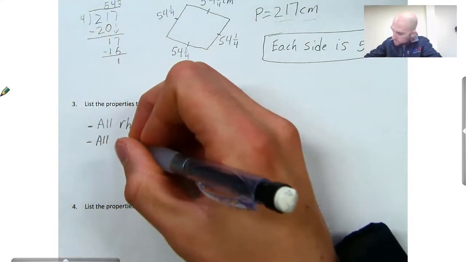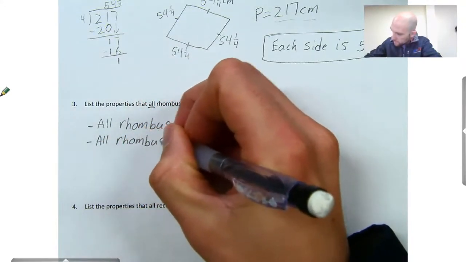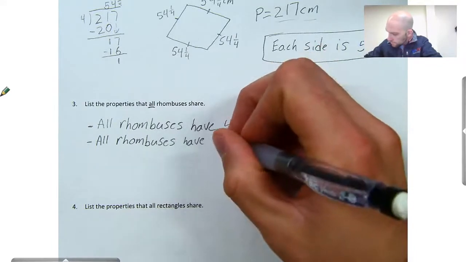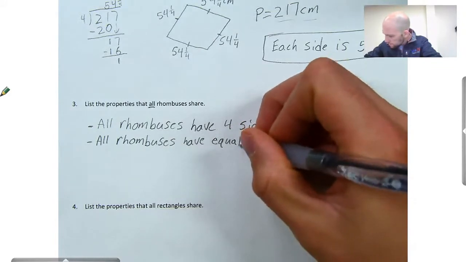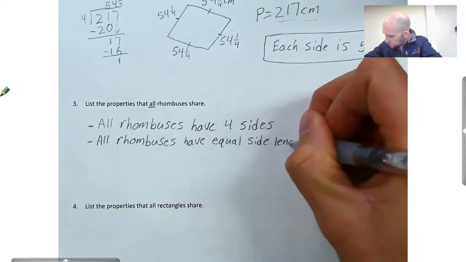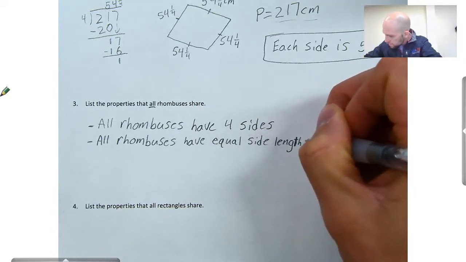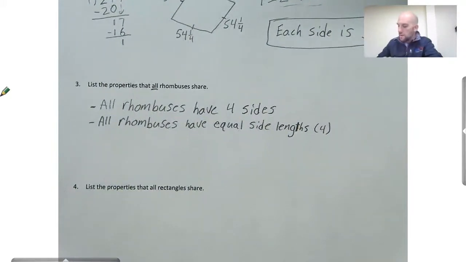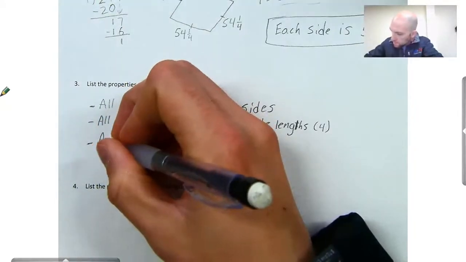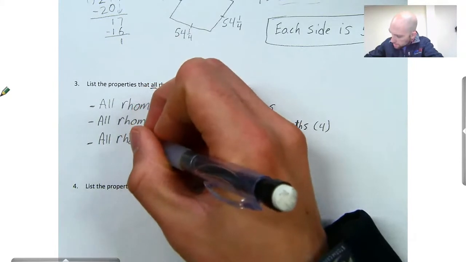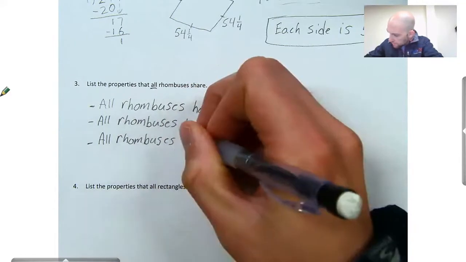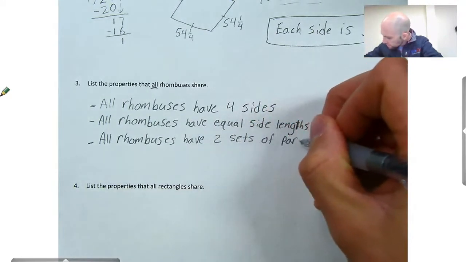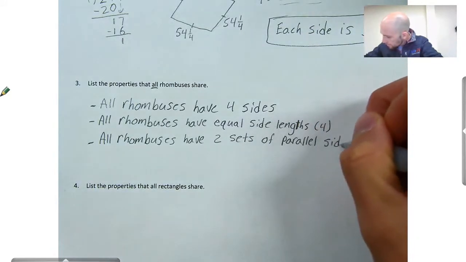All rhombuses have equal side lengths. I'm going to put 4 equal side lengths. And then, because of those, all rhombuses have 2 sets of parallel sides. Because all rhombuses are parallelograms.